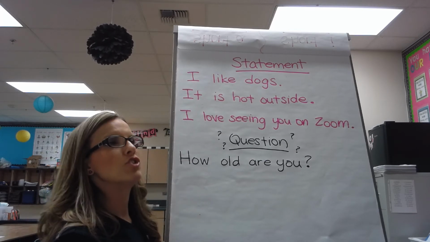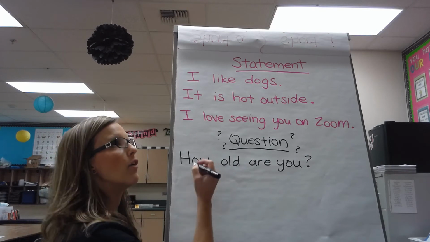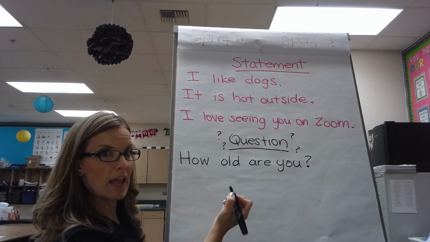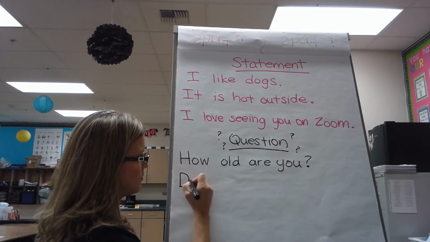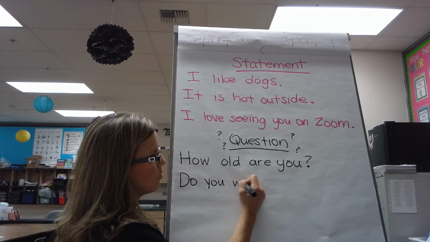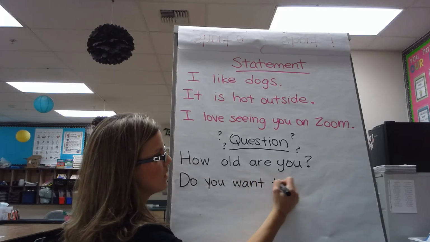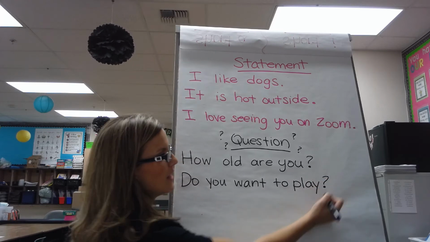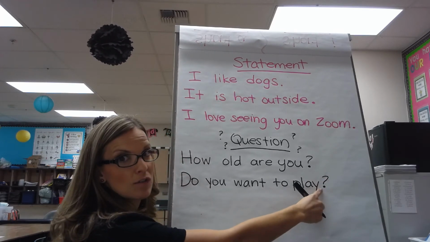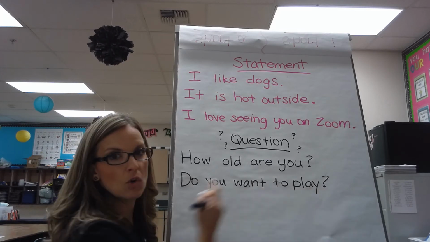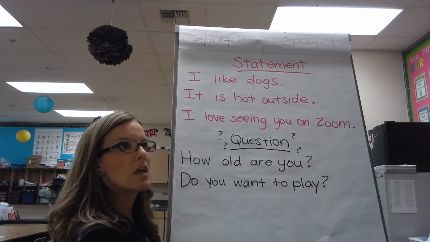Let's think of another question. How about, do you want to play? Okay, capital letter, it's the beginning of my sentence, so capital D. Do you want to play? Question mark at the end because it's a question. I need the answer from you. I need to know yes or no if you want to play with me. So it's a question mark at the end.